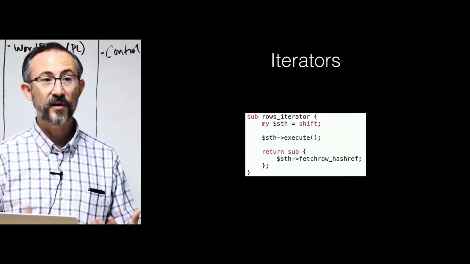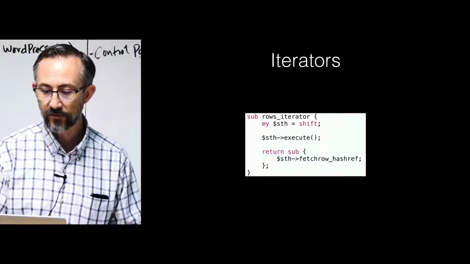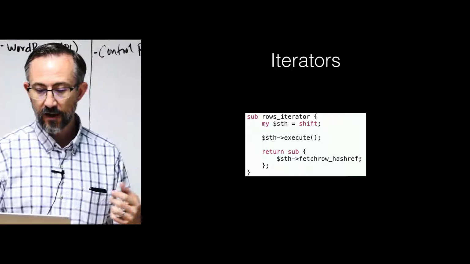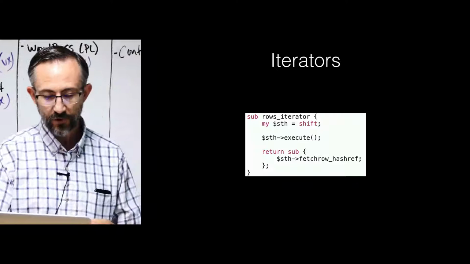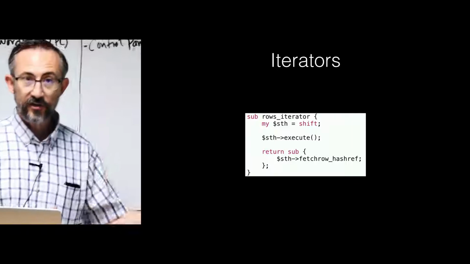But we don't want to expose that specific iterator to the HTML generator module. So instead, we're going to create a function that hides the idea of the application from the module and the details of the module from the application. So this iterator takes a database statement handle, STH. It executes that statement handle, and then it returns a subroutine that, when invoked, will return the next row.